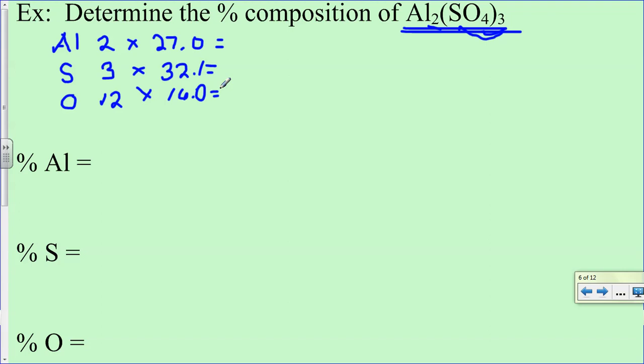So aluminum, 2 times 27 is 54.0. 3 times 32.1 is 96.3. And 12 times 16 is 192.0. Add these numbers up. It comes out to be 342.3. And we're not so much interested in units at this time. We're just interested in the numbers here.